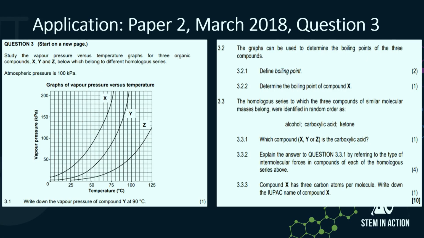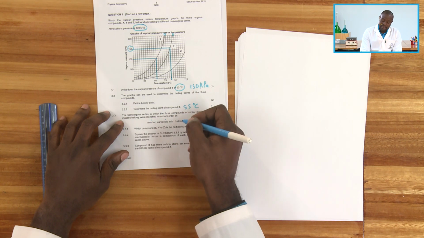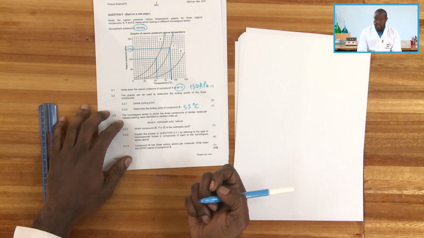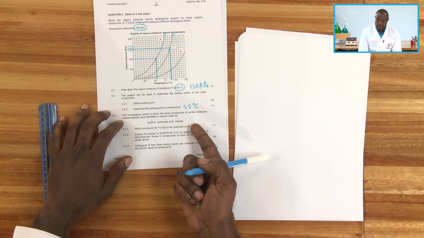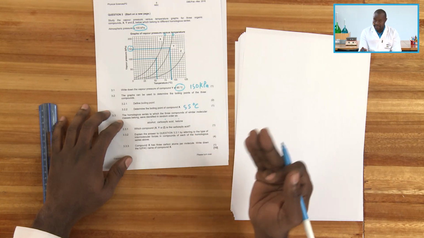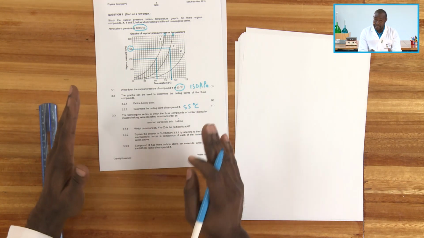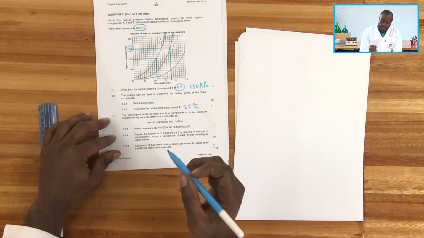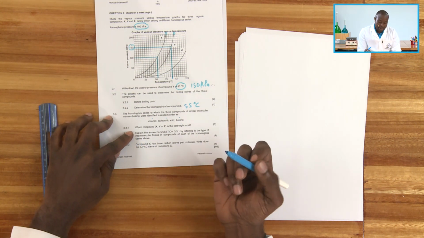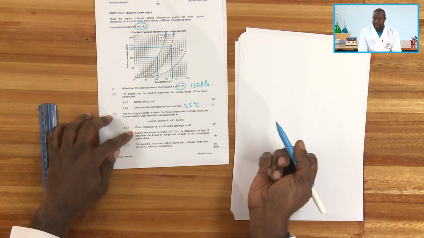3.3 says the homologous series to which the three compounds of similar molecular masses belong were identified in random order as alcohol, carboxylic acid, and ketone. So these are the three compounds that are represented by X, Y, Z, but not in that order. We're not sure yet which one is which, right? So which compound, X, Y, or Z, is the carboxylic acid?